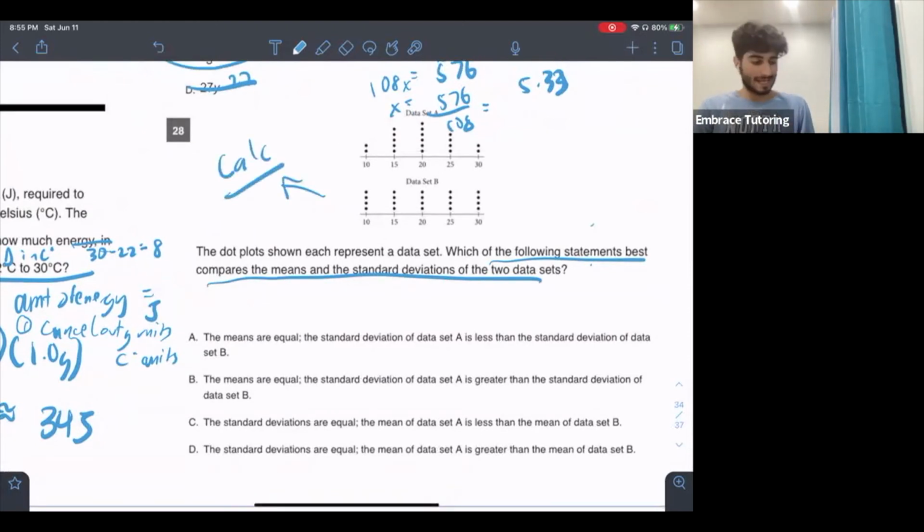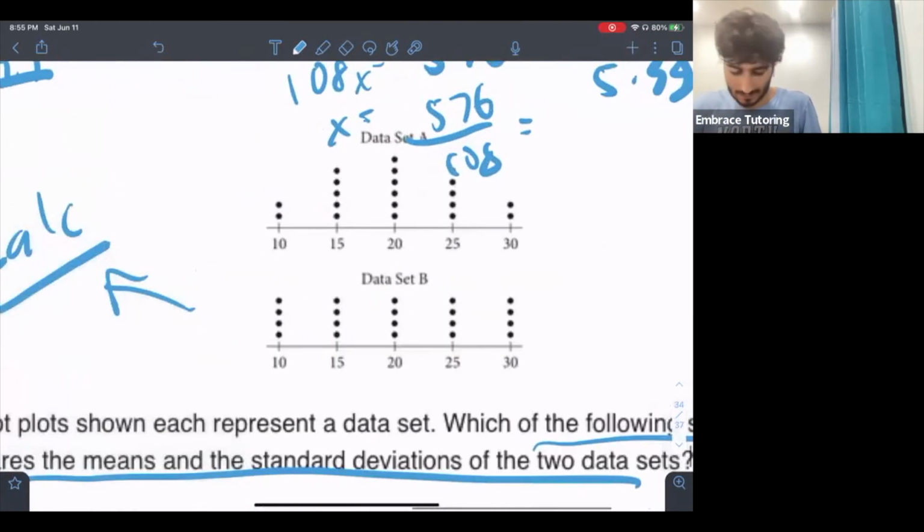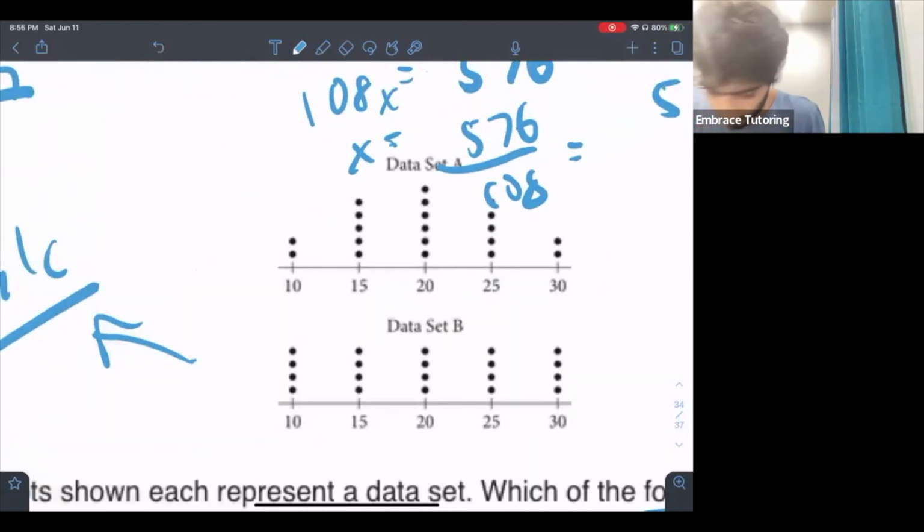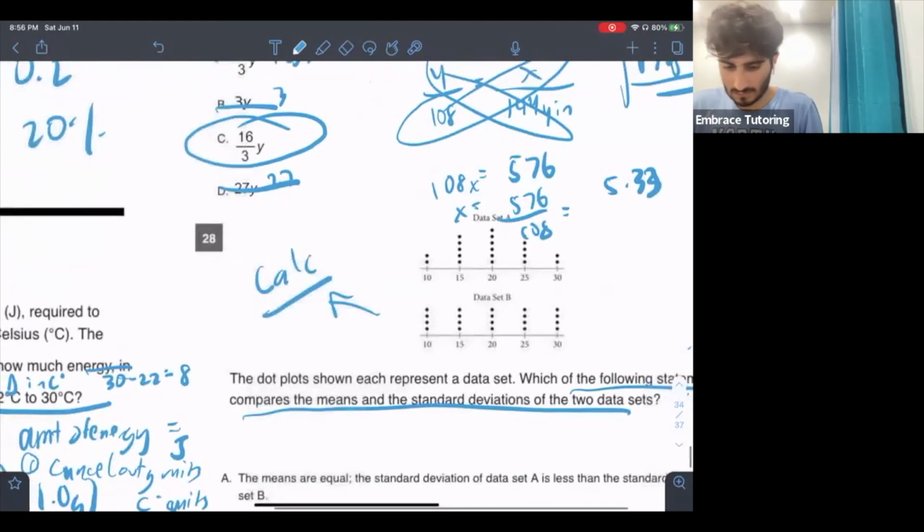So you can go to stat and then edit. And then you can have the 10, 15, 20, 25, and 30. You can have 2 as the frequency, and this has frequency 1, 2, 3, 4, and then 25 has 4 data, 30 has 2. And you can go to stats, calc, one variable, frequency list is L2, and then you get the mean.